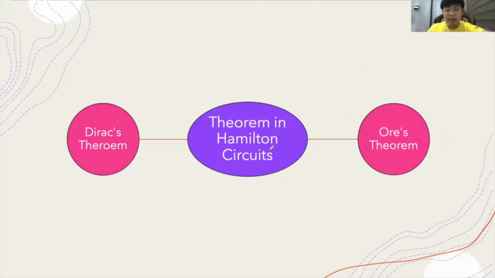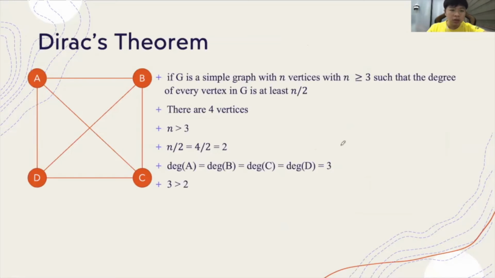There are two theorems that can be used to determine Hamilton circuits. So the first one is Dirac's theorem, and the second one is Ore's theorem. So Dirac's theorem happens if G is a simple graph with n vertices, with the number of vertices greater than or equal to 3, such that the degree of every vertex in G is at least the number of vertices divided by 2.